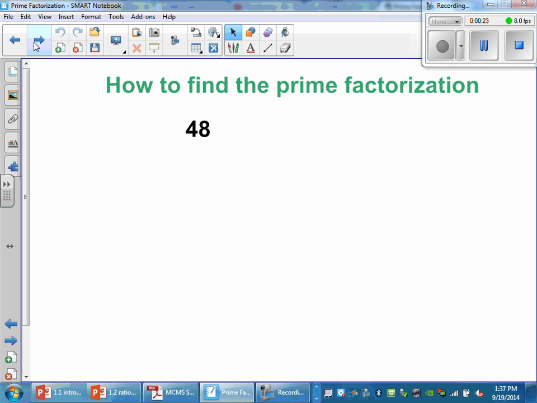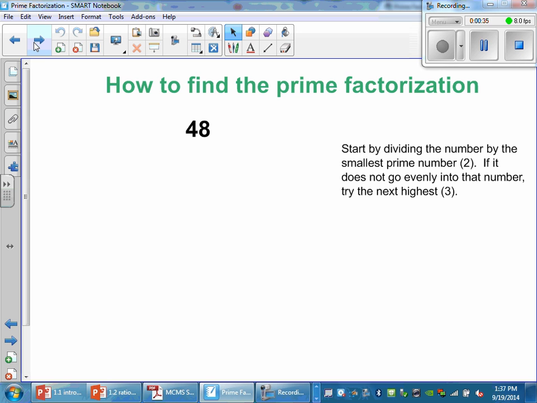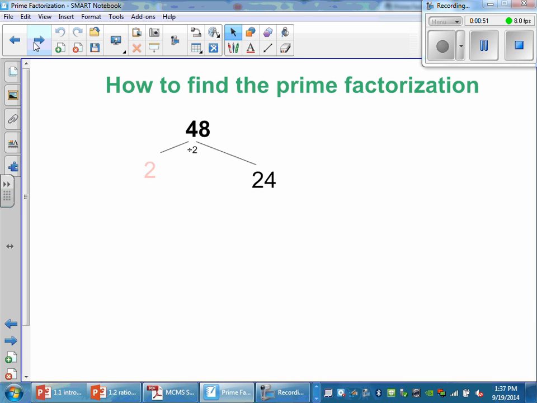The purpose of prime factorization is to see what prime numbers multiply together to get the original number. So in this case, we're going to see what prime numbers multiply to get 48. Start by dividing the number by the smallest prime number. The smallest prime number is 2, so we'll start there. If it does not go in evenly, then you need to move on to the next highest number, which would be 3. I know that 2 goes into 48, so I'm going to take 48 and divide it by 2.